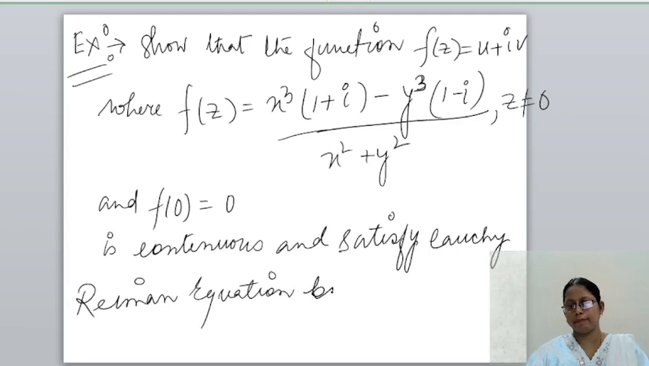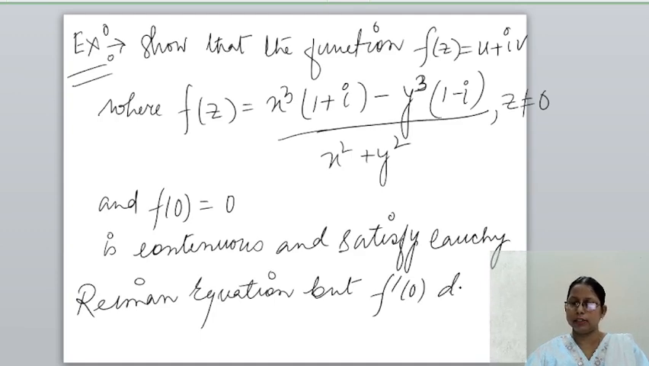but f'(0) does not exist. That is, f(z) is not differentiable. f'(0) does not exist. Write the given function.